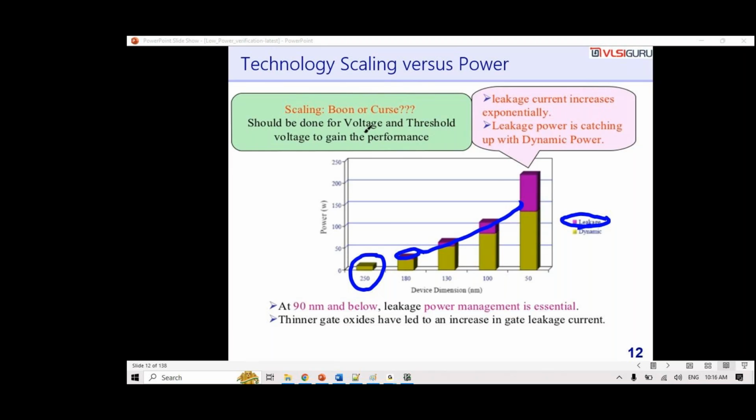So essentially, technology scaling, is it a boon or is it a curse? I mean, it should be done for voltage and threshold voltage to gain the performance. Okay. The leakage current increases exponentially. Leakage power is catching up with the dynamic power. This diagram summarizes how the leakage power is becoming a significant part of the overall power consumption.